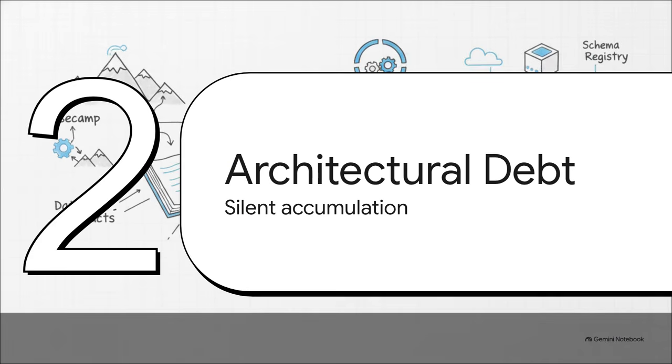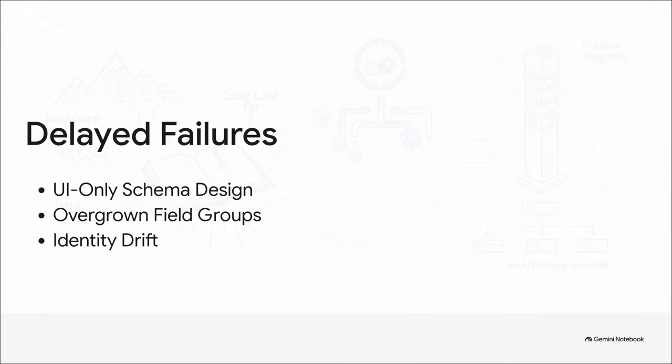All right, Section 3, the anatomy of architectural debt, the silent accumulation of failure. You see, bad architecture doesn't actually break immediately. Instead, it silently corrupts your downstream systems until it is entirely too late. When teams bypass that registry, you get these three massive delayed failures.